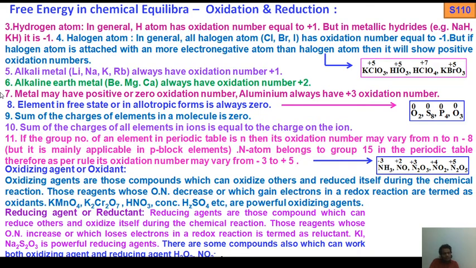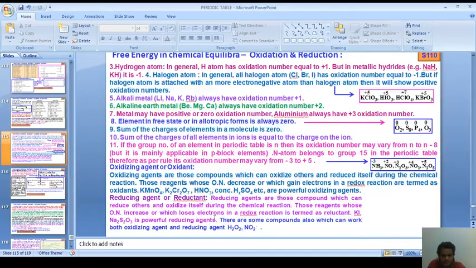Now, oxidizing agent or oxidant. Oxidizing agents are those compounds which can oxidize others and reduce themselves during chemical reactions. Those reagents whose oxidation number decreases or which gain electrons in a redox reaction are termed as oxidant or oxidizing agent. KMnO4, K2Cr2O7, HNO3, H2SO4 are powerful oxidizing agents.